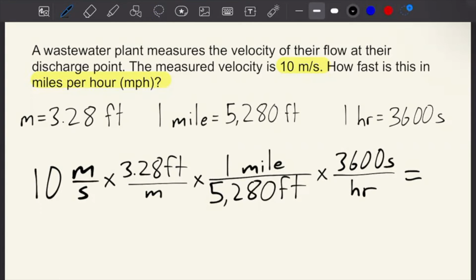Okay, after we've aligned the equation horizontally, we'll go ahead and cancel out our units. So meters cancels out meters, feet cancel out feet, and seconds cancel out seconds. That leaves us with only miles in the numerator and hours in the denominator. After that, we can go ahead and multiply across. We multiply 10 times 3.28 times 3,600.